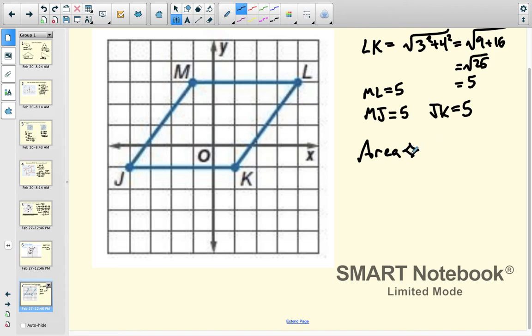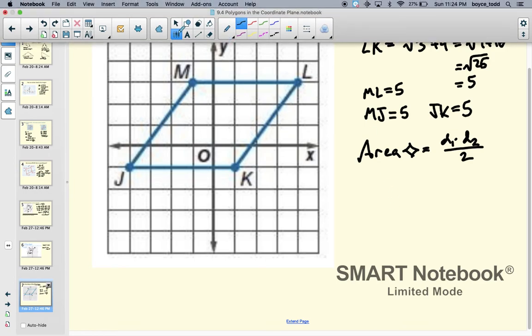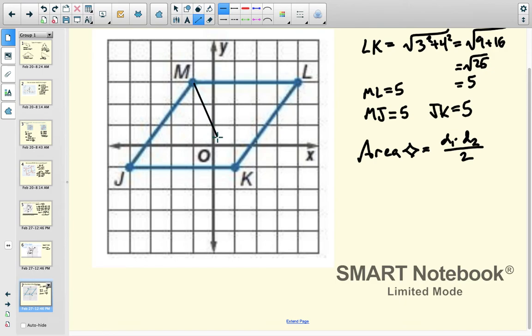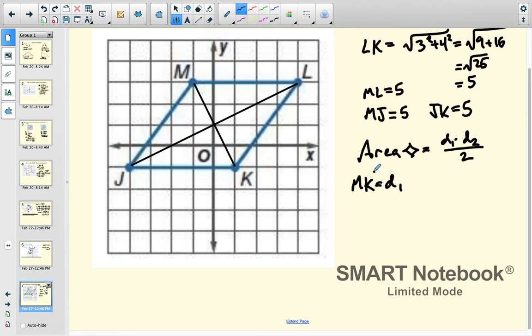Now, when we do area of a rhombus, I'll make my rhombus kind of like that, pretend those were straight lines, the area is diagonal 1 times diagonal 2 divided by 2. All right, so I've got to find the lengths of these diagonals. Now, if I'm going to do that, I'm going to draw my diagonals here. And why don't we call MK D1, okay? So that's going to be my D1. And then JL will be my D2.